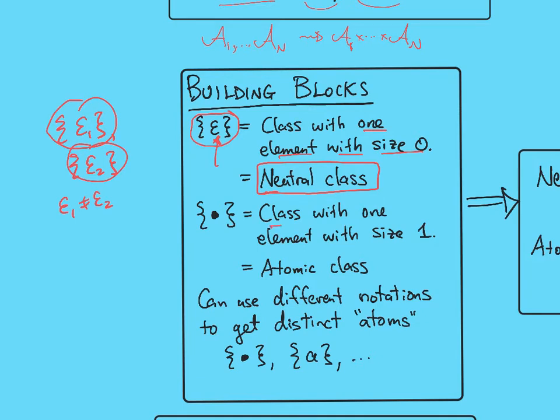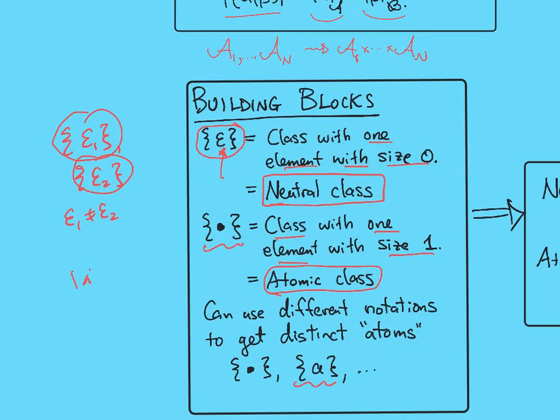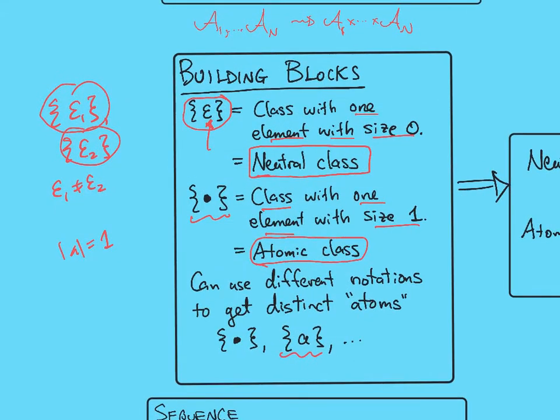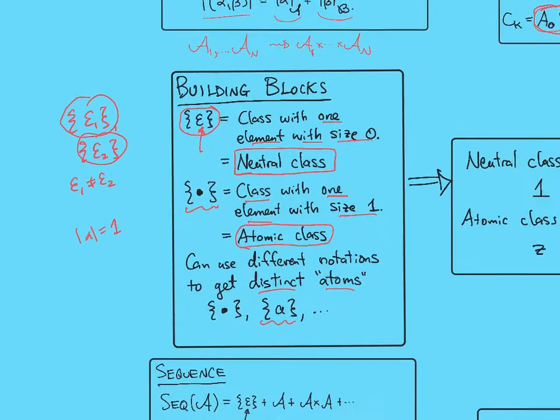We also need classes with one element of size 1, which we call an atomic class. Sometimes we'll use a notation where it just contains a dot. That's useful for maybe a graph where you have a single node, or you could write a singleton set containing A, and you just declare that the size of A by itself is 1. Again, you may need different notations to get distinct atoms, so distinct atomic classes. But these will be helpful in building other combinatorial classes.